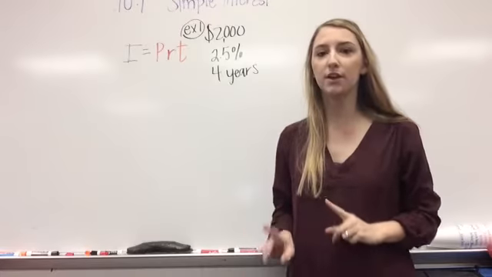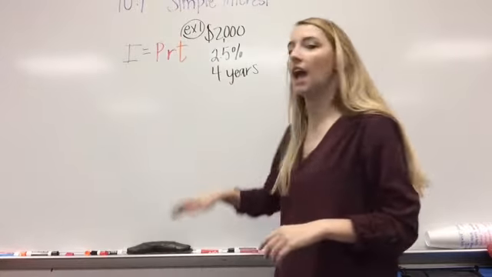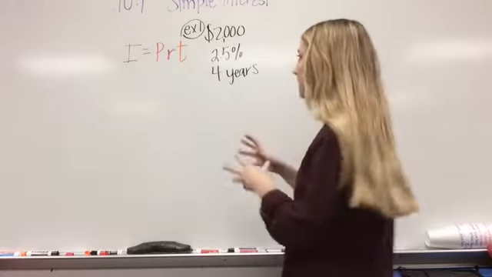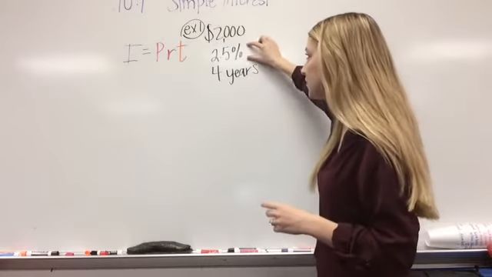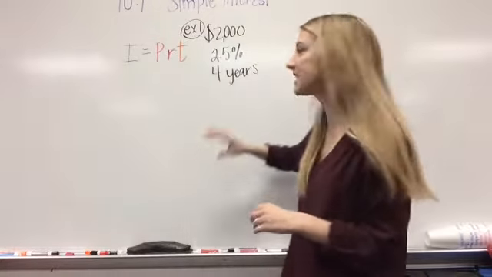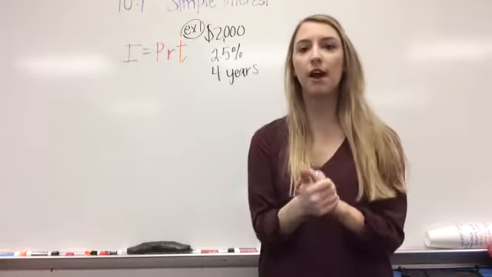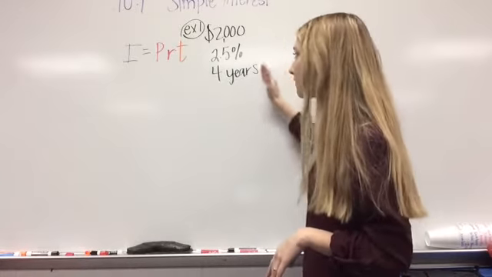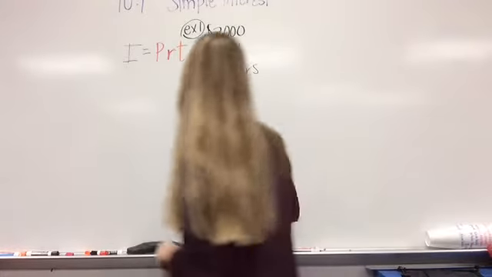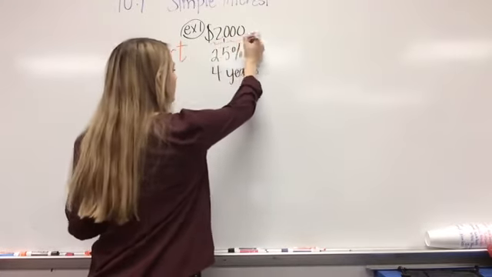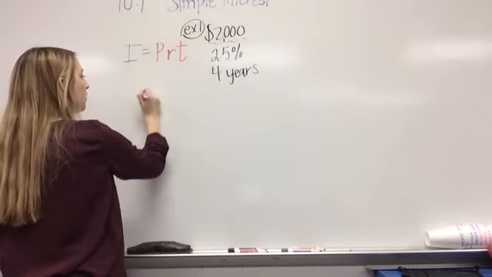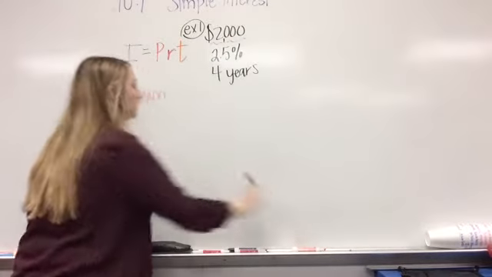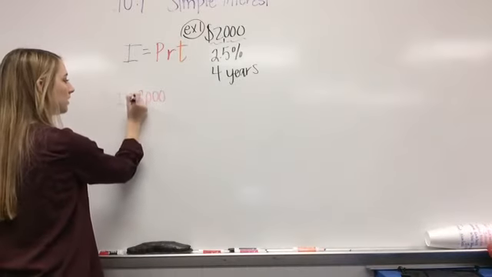All right, now we're going to do a quick example. We've got $2,000 saved up, and we have an interest rate of 2.5% for 4 years. And I want to know how much interest am I going to earn after 4 years. So again, this is my starting amount. This is how much money I'm starting with. So $2,000 is my principal, and I'll write interest here.